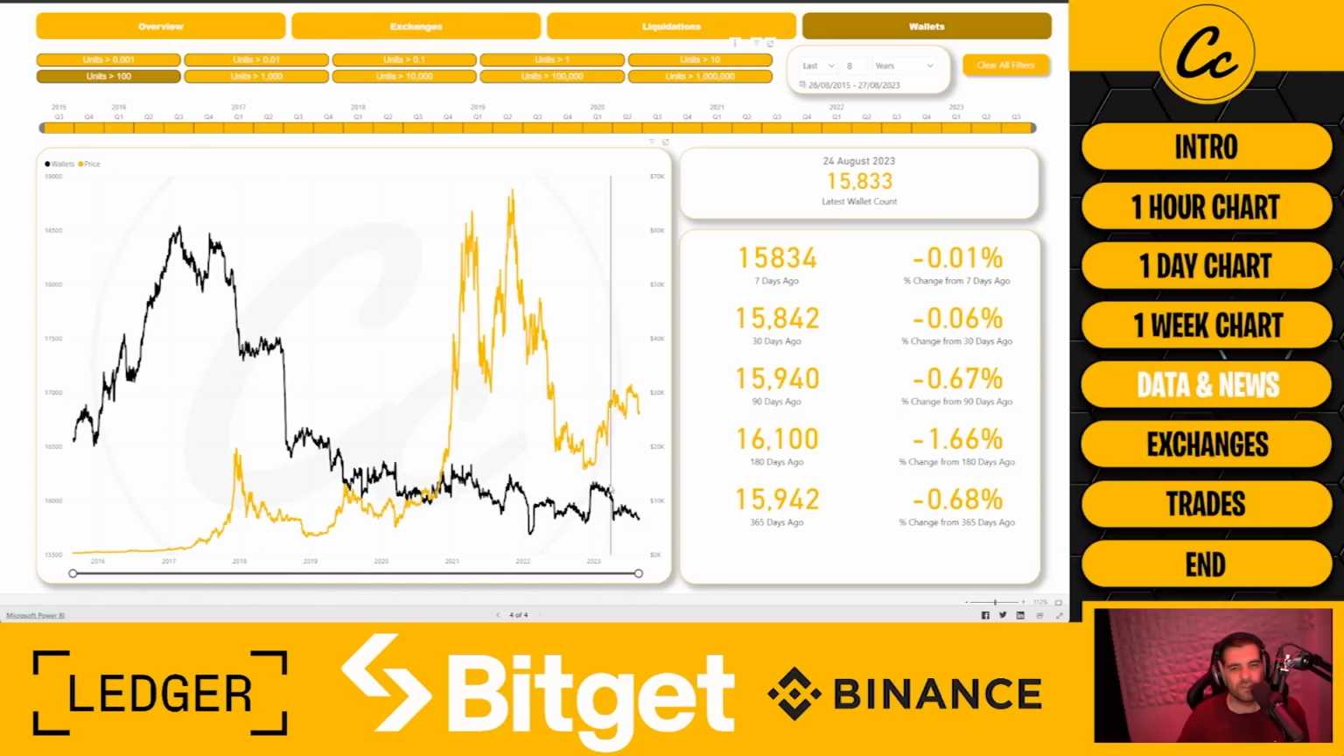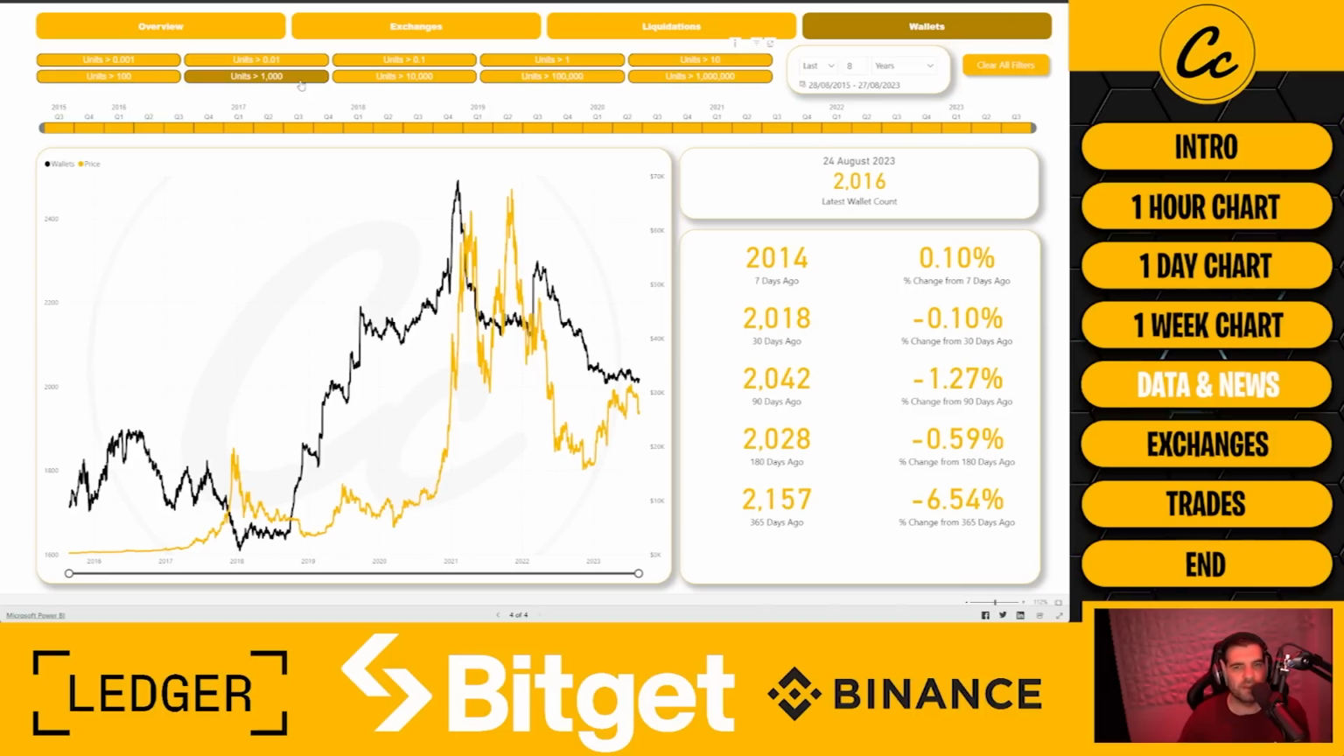So you can see the orange line is price and the black line is the number of wallets that have over 100 Bitcoin. You can see they're just trading BTC. They're not that interested in holding it long term, which is an interesting indication of maybe things to come. But these guys are just traders at the end of the day.